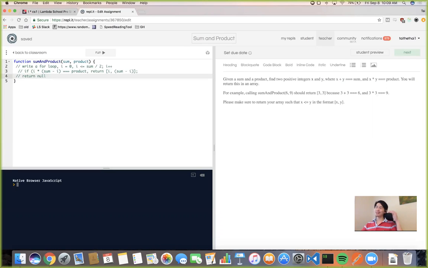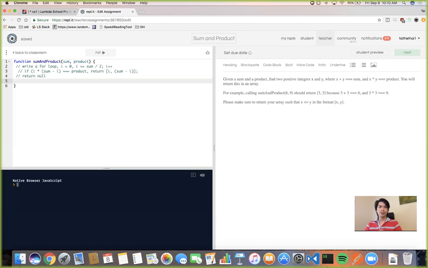But yeah, it's really short because the idea is, let's do this example. So given a sum of 6, you can start with 0 times 6. Does 0 times 6 equal 9? No. Does 1 times 5 equal 9? No. Does 2 times 4 equal 9? No. Does 3 times 3 equal 9? Yes.